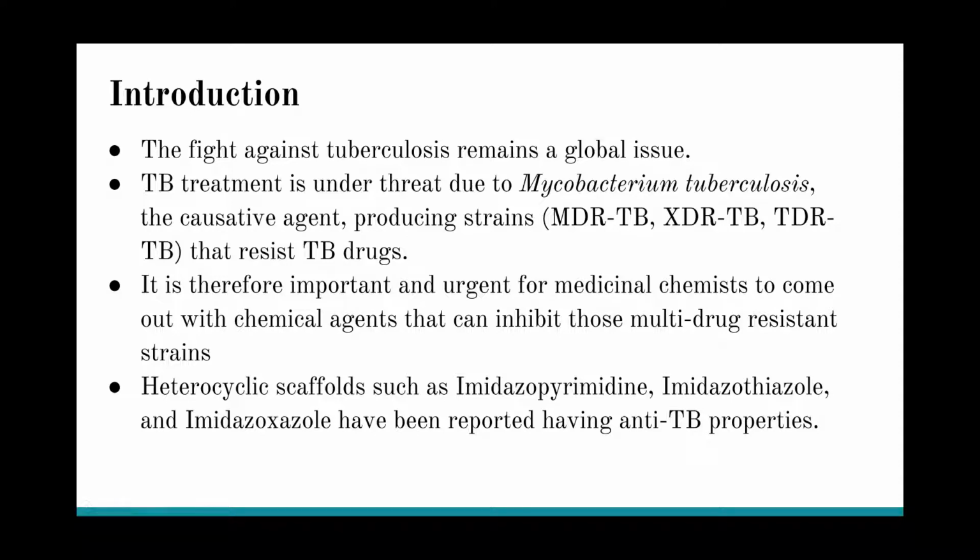So as a result of these strains, which make antibiotics ineffective, scientists have to come up with new drugs that can fight these strains. Literature review has given us some information about lead compounds such as imidazopyrimidine, imidazothiazole, imidazoxazole, and the like, which prove to have some biological activity against TB infections. So it is based on this that we sought to produce some derivatives of these scaffolds, which we hope will have some potency against TB infection.